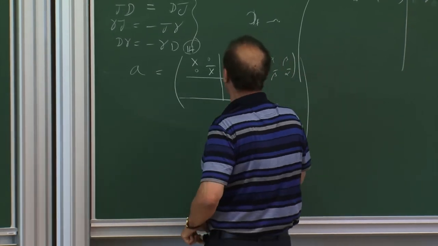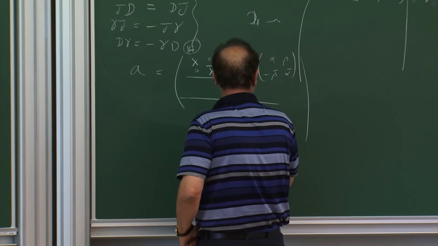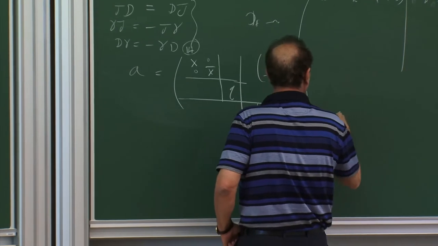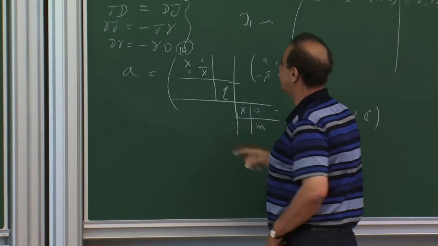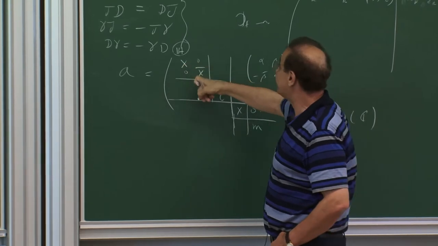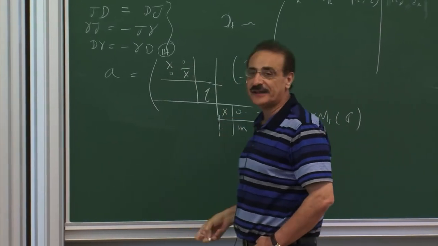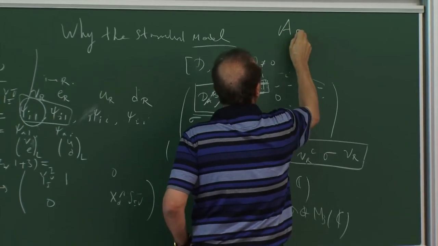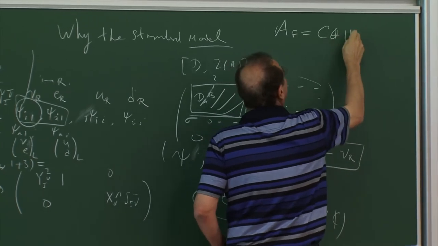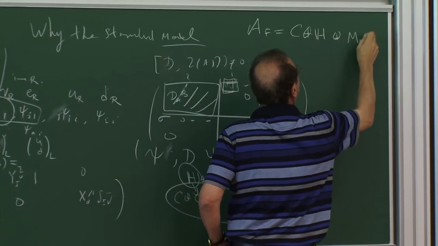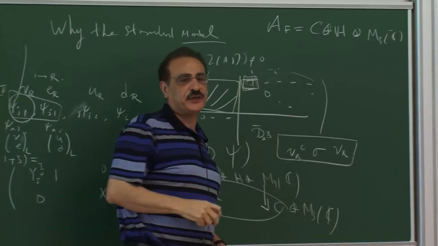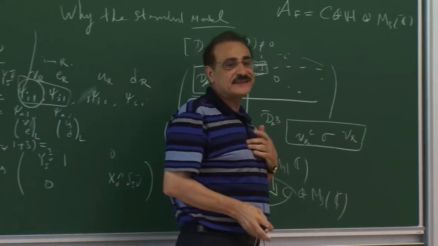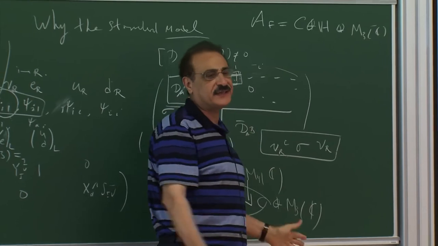And in the bottom four, what do we really have? We discover that this is X, and of course this is zero, and this is M, where M is an element of M3 of C. In other words, what we discovered is that the C here, the C here, the C here, are not independent, and they are essentially one C. And the finite algebra of the finite space really breaks down to C plus H plus M3 of C, which is really the symmetry of the standard model. It really comes out of the requirement that there is a Majorana mass for the neutrino. This really has drastic consequences.